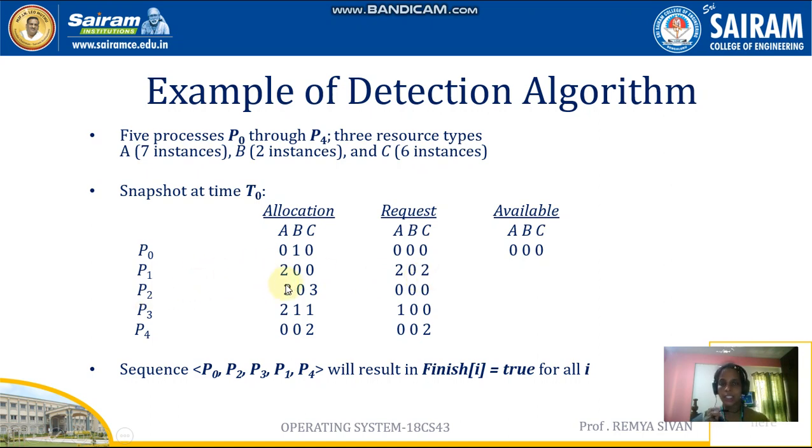P2 is allocated 3 A and 3 C, and they don't want any more resources. And P3 is allocated 2 A, 1 B, 1 C and they need 1 more A. P4 is allocated only 2 C, they need 2 more C's.